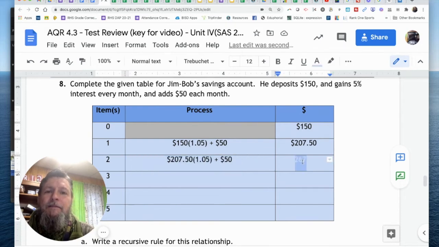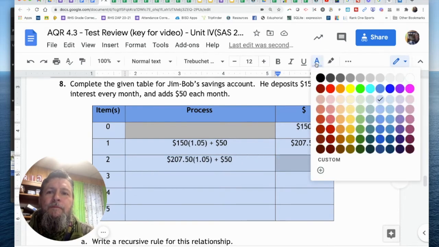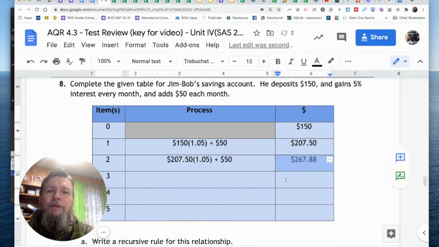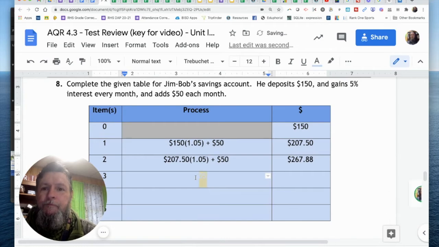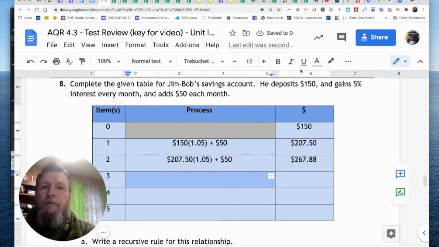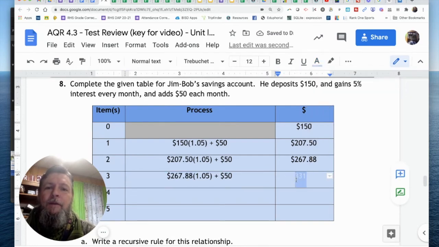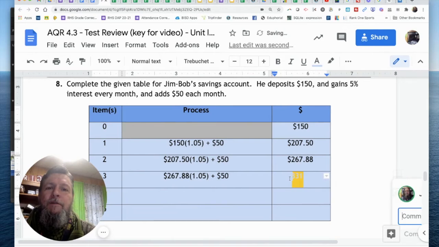And that nets us $267.88. This time we made a little extra money instead of the $7.50. I think we made more like $12. Not sure exactly what, but just suffice to say, the mathematics are correct in this. If you use a calculator, I'm going to show you how to do this after we build this table. Do the same process to the $267.88, and we come up with $331 and some change.